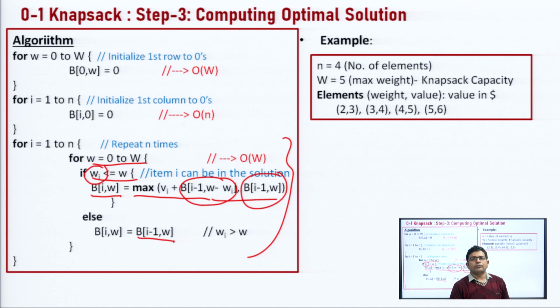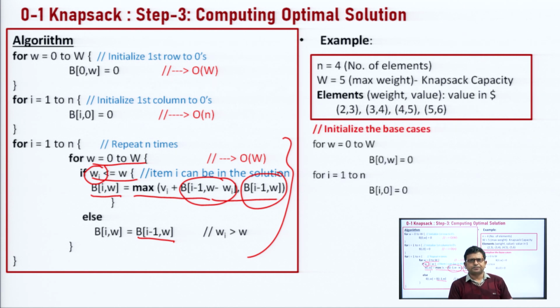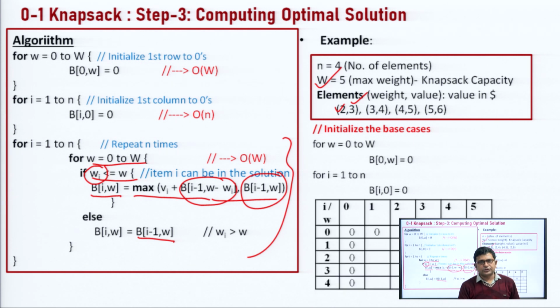Just see here, we are going to discuss an example using dynamic programming. We have 4 items. The knapsack capacity is given, W is equal to 5, the max knapsack capacity. So, we have 4 items and their weights and values are given. The first value is the weight and the second value is the value. Now we need to find the optimal solution for the 0 1 knapsack problem.